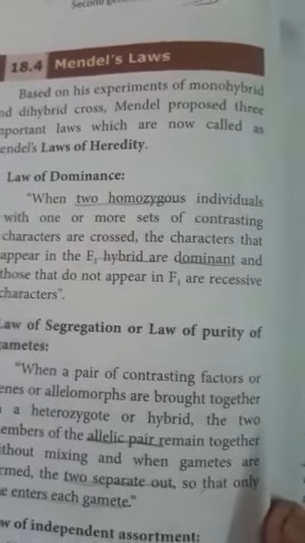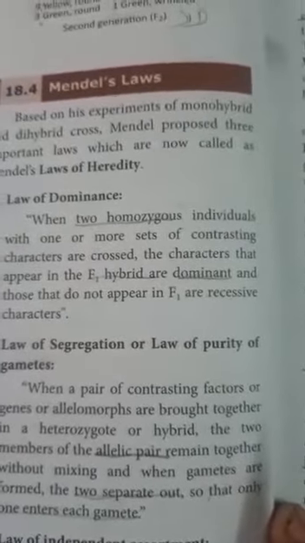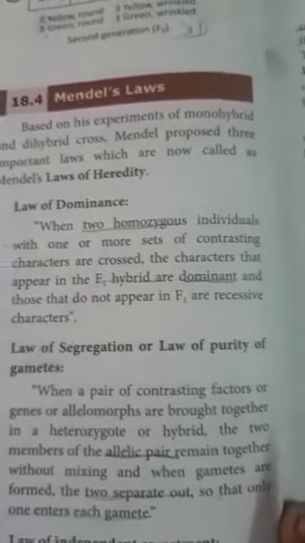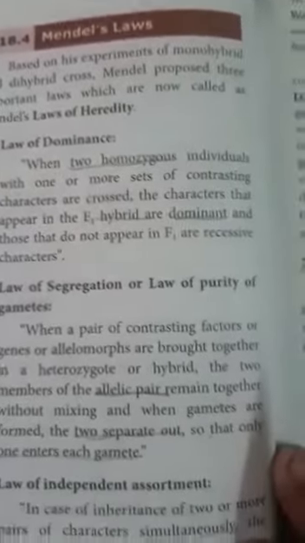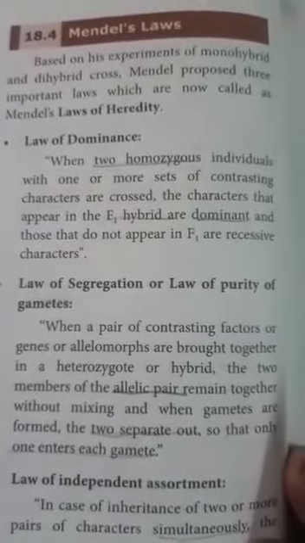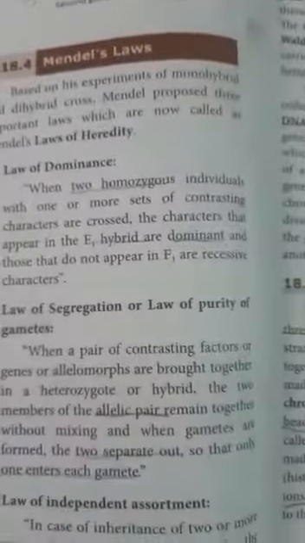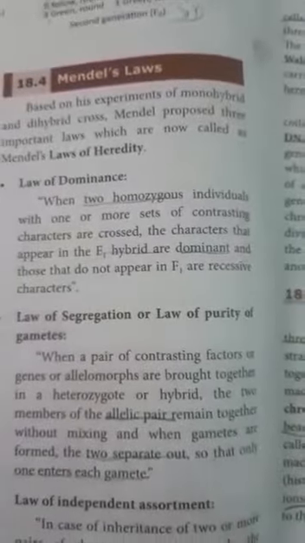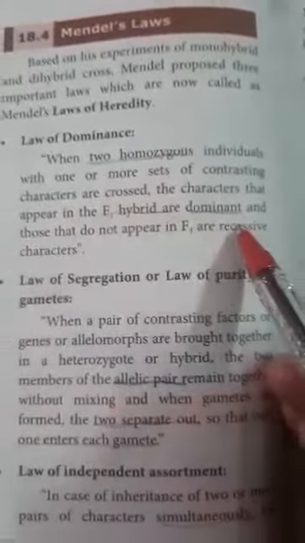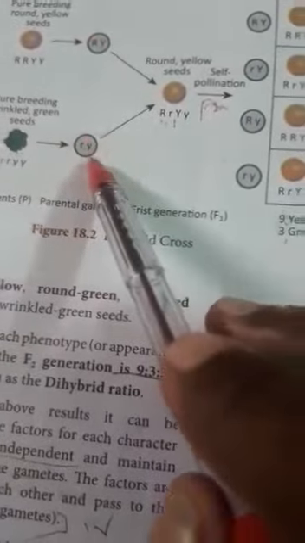Then Mendel's laws. Based on his experiments on monohybrid and dihybrid crosses, Mendel proposed 3 important laws, now called the laws of heredity. First one, law of dominance. When two homozygous individuals with one or more sets of constant characters are crossed, in monohybrid one character is crossed, but in dihybrid two characters are crossed, the characters that appear in the F1 hybrid are dominant.